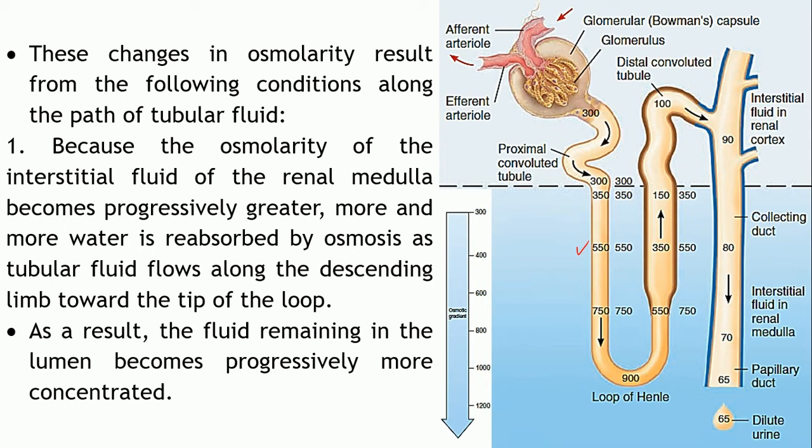So the osmolarity of this interstitial fluid in the renal medulla becomes progressively more. As you can see, this is the osmotic gradient which is maintained in the medulla. So in the layers which are closer to the cortex, it is 300, but as you go deeper, it is increasing, right? 400, 600, 800, 1000, 1200. So the osmolarity is going on increasing.